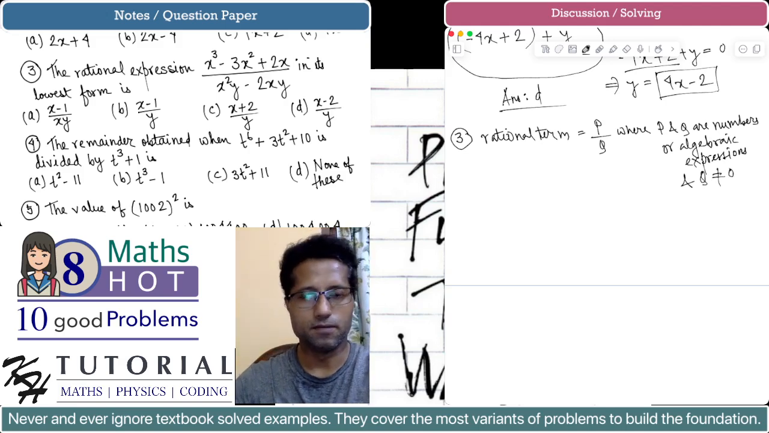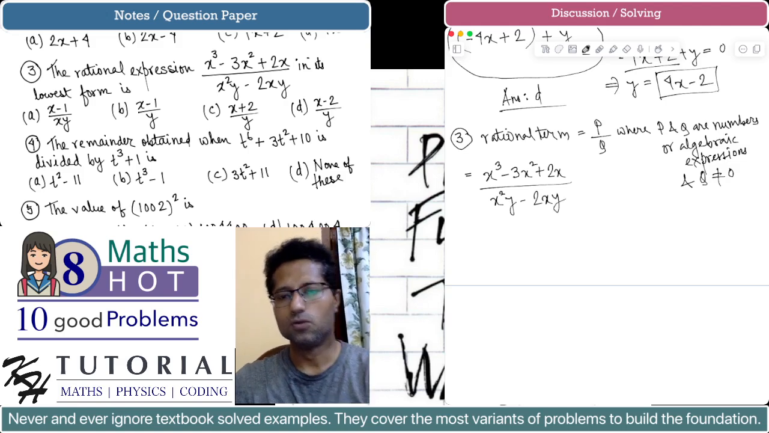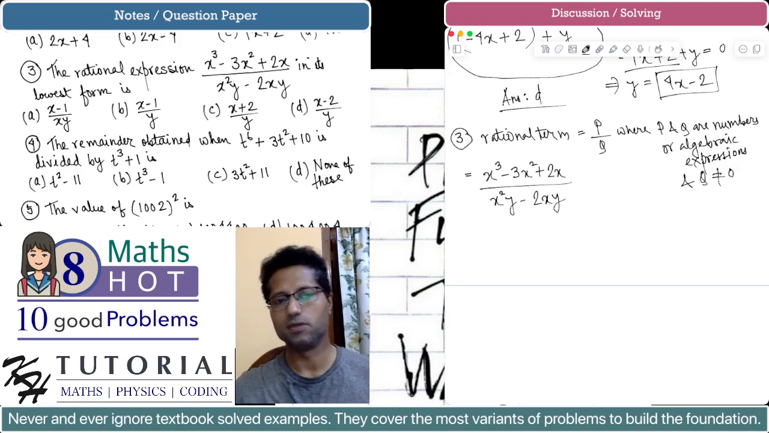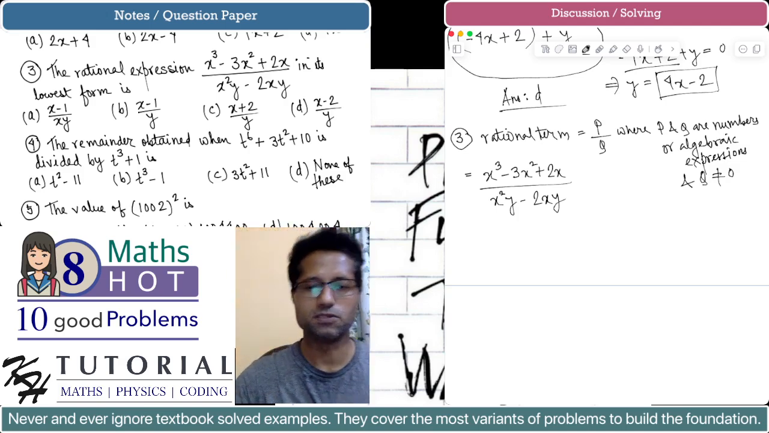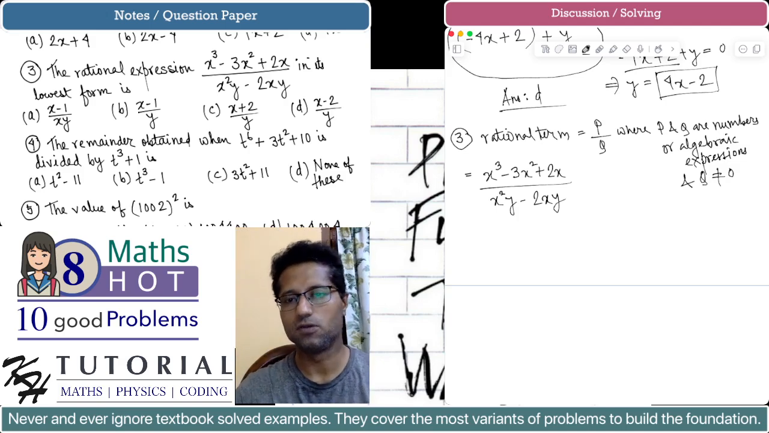So the given rational expression is x cube minus 3x square plus 2x divided by x square y minus 2xy. It is asking to reduce this rational expression. It is called a rational expression because the numerator and the denominator are both algebraic expressions. So it is asking to reduce this rational expression to its lowest term.